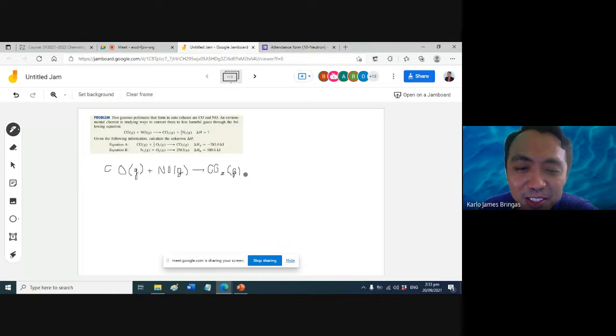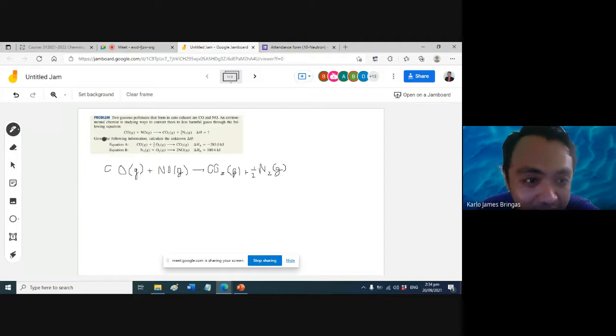So the struggle is really real when you don't have a mouse. But anyway, we'll make it work. We'll just have to find a way na lang.